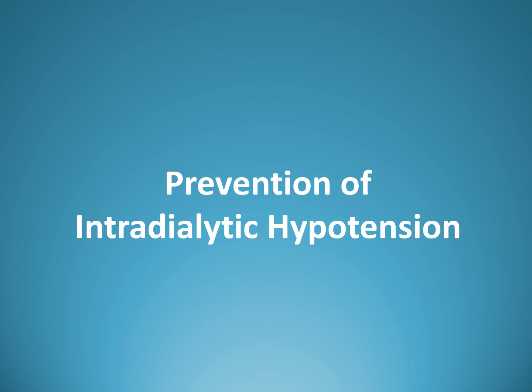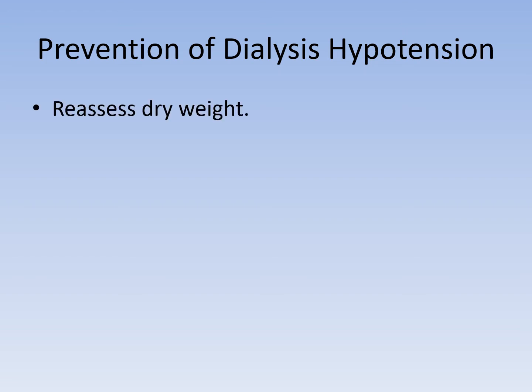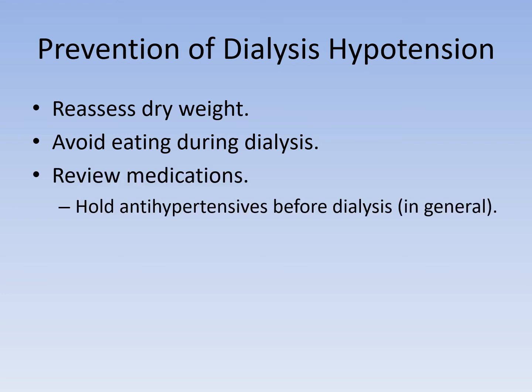So how can we prevent intradialytic hypotension? Step one is to reassess their dry weight. So again, if they have no edema on exam and lungs are clear, the dry weight might be too low, and the nephrologist should be contacted. Avoid eating during dialysis. Of course, we don't do this during the COVID pandemic anyway, but again, eating shunts blood away from the central circulation to the digestive organs, and that can reduce your blood pressure.